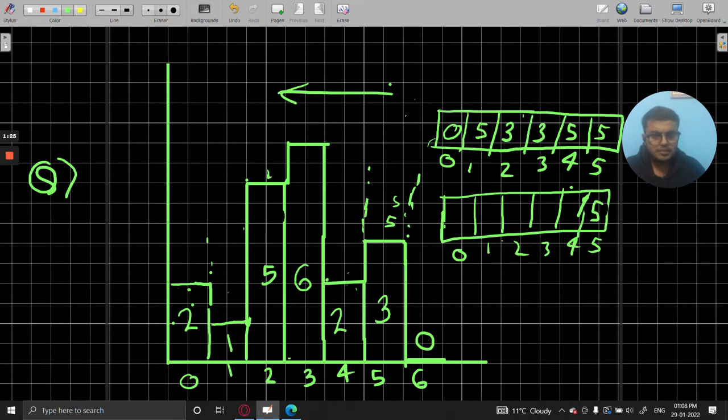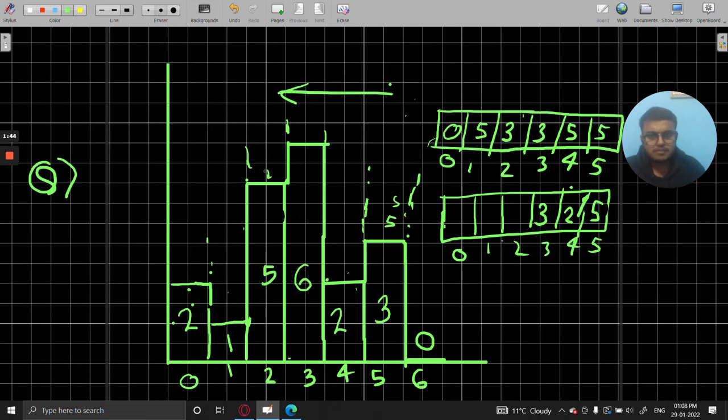Again we will see what is the smallest for 2. So that is 1. So we'll again be taking the upper bound of it. So that will be 2. Now we'll see what is the smallest for 6 on the right side. So that is 5. So again we'll be taking the upper bound. So that will be 3.